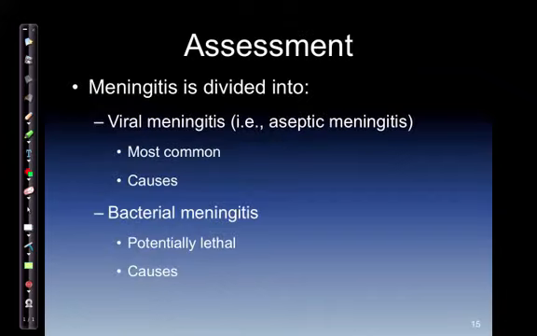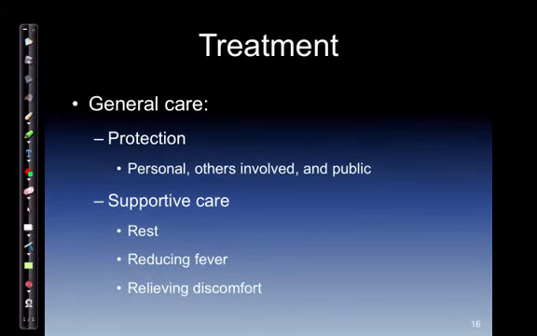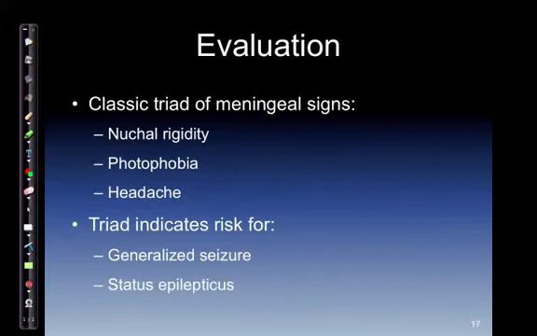Assessment. Meningitis is divided into two types of assessment. Either we're looking for viral or bacterial. Viral is most common. Causes are the enterovirus and chickenpox, mumps, herpes simplex type 2, and influenza. Bacterial meningitis is possibly lethal. Causes are pneumococcal and meningococcal, and Haemophilus. Treatment. General care. Protection of personnel, anybody that's involved, in the public. Supportive care, rest, reducing the fever, and relieving discomfort. Those are generally supportive measures.